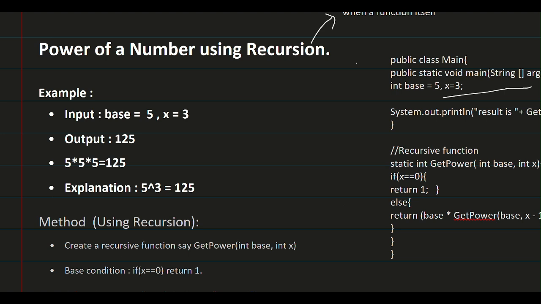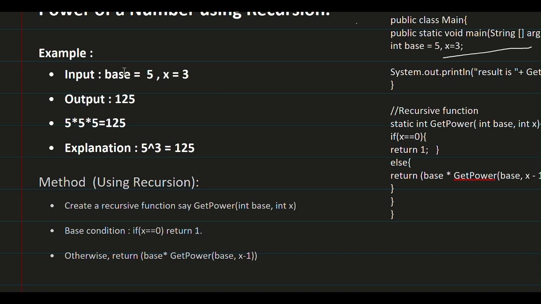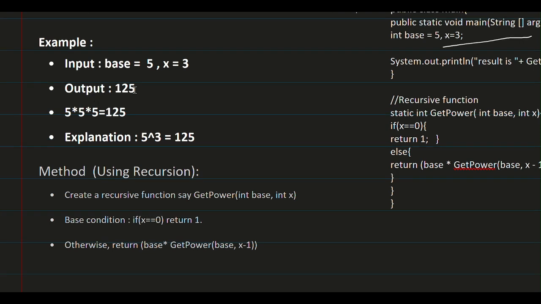In today's tutorial, we are solving power of a number using recursion. Here we have an example input: base is equal to 5 and x is equal to 3. The output is 125, like this: 5 into 5 into 5 is 125. The base contains this number, and x denotes how many times it is multiplied.